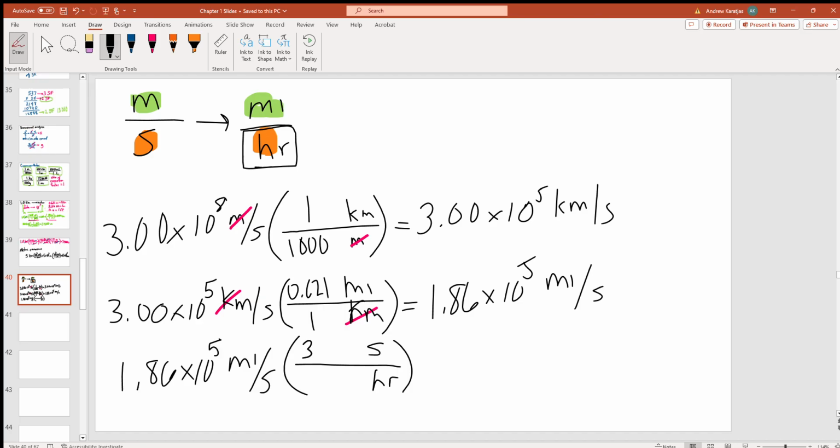So 3,600 seconds is 1 hour. And that means we have 6.71 times 10 to the 8th miles per hour.